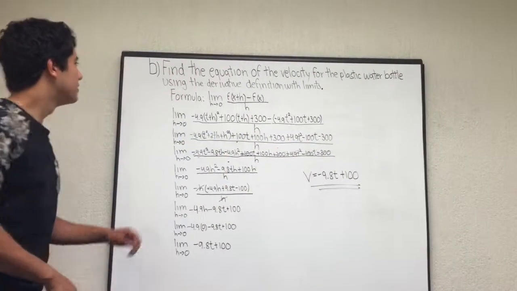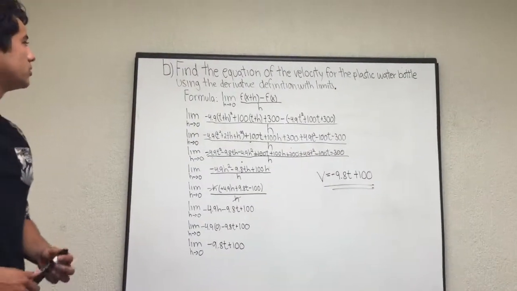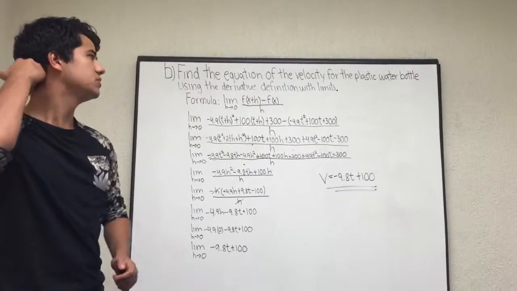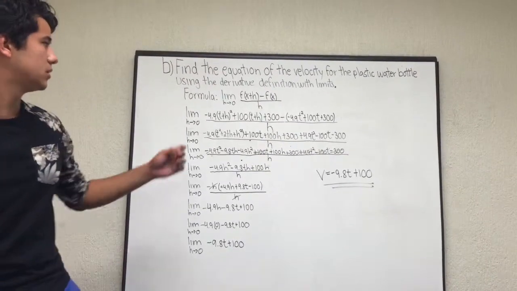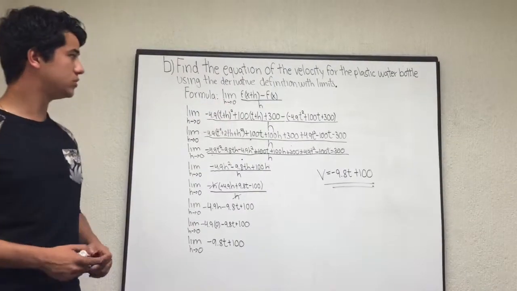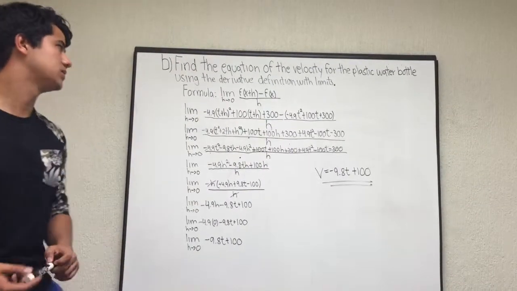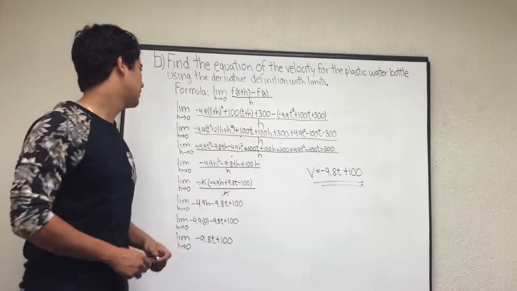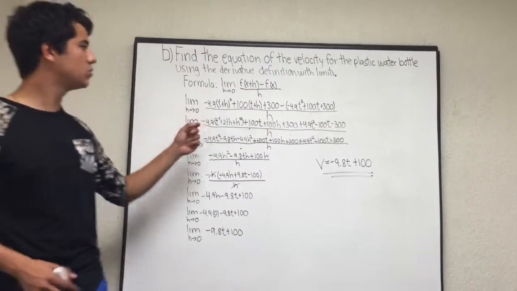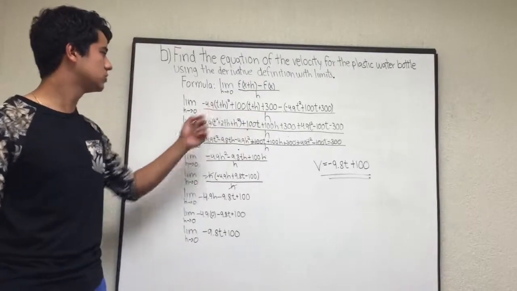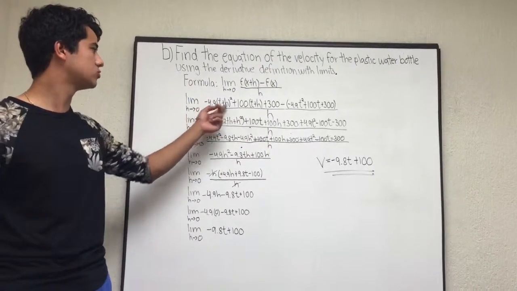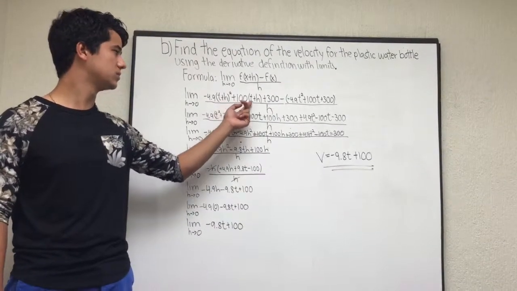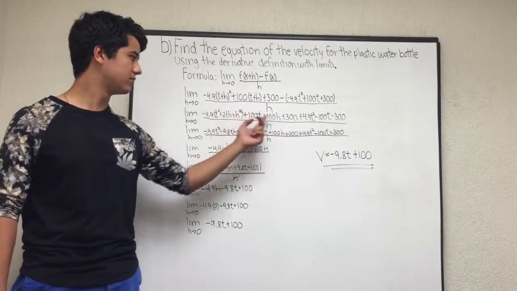In subsection B, we need to find the equation of the velocity for the plastic water bottle using the derivative definition with limits. The formula that we have is the limit when h approaches 0 of f(x plus h) minus f(x) over h. Here we substitute all the values and we have to solve the binomial squared, and we have this. Then we multiply the 100 times the t plus h, and we have this.